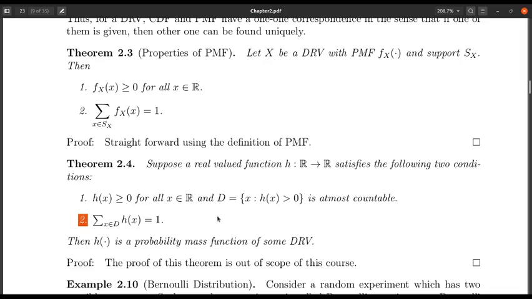Okay, now let us stop here. In the next lecture, we will see some examples of the discrete random variables which are used in practice, which are hugely used in practice.